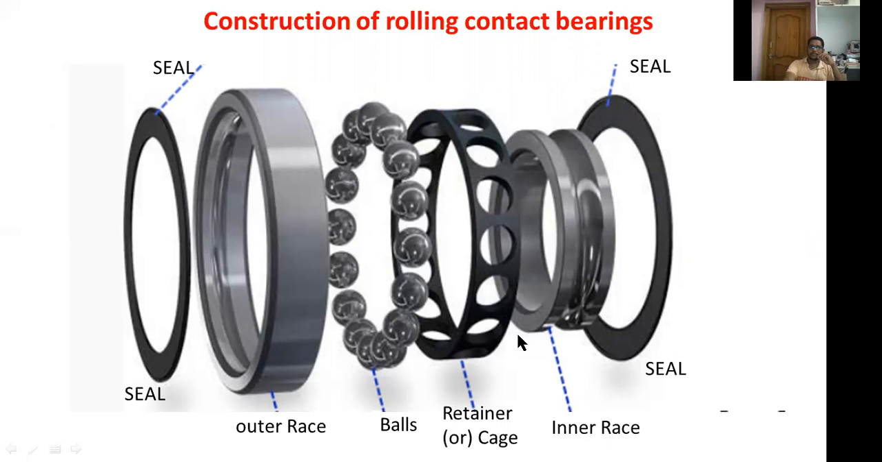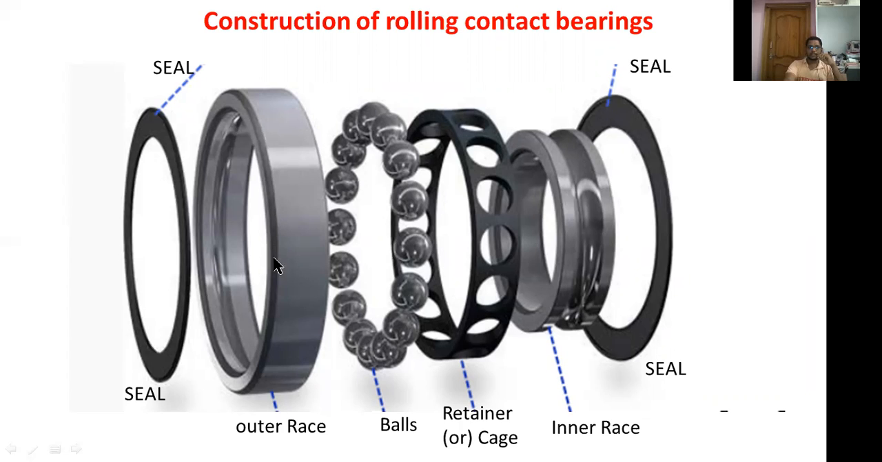Now I am going to explain about the construction of rolling contact bearings. These are the main elements of rolling contact bearings. This one is a seal. A seal may be a rubber or plastic material to keep the lubricant in, so it acts as a sealant. This one is also a seal. On both sides we are using two seals.